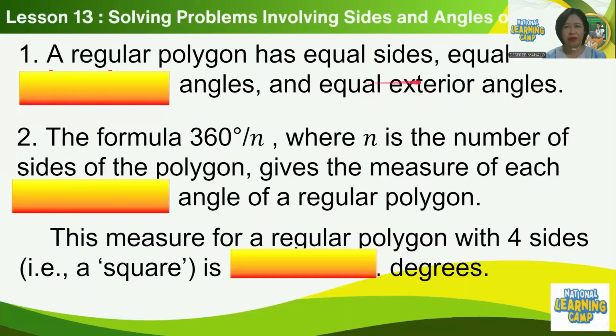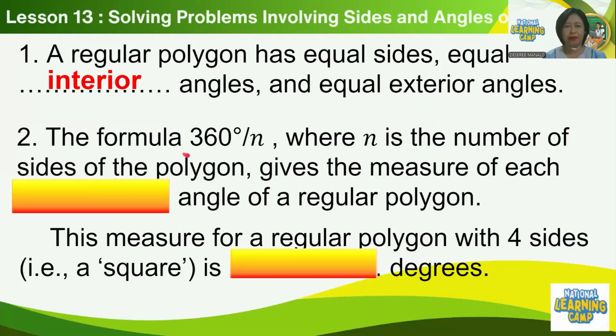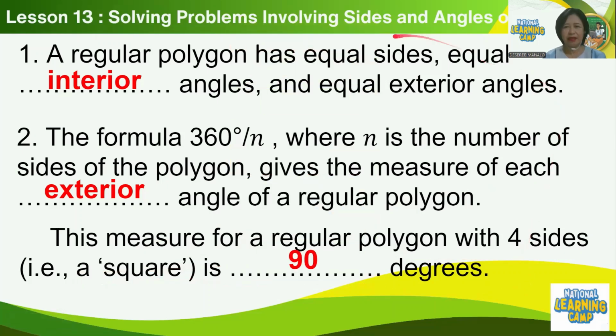1. A regular polygon has equal sides, equal blank angles, and equal exterior angles. What's the answer? Interior. Number two, the formula 360 degrees divided by n, where n is the number of sides of the polygon, gives the measure of each blank angle of a regular polygon. What is now the answer? Exterior. This measure for a regular polygon with 4 sides, for example a square, is blank degrees. The answer is 90 degrees.